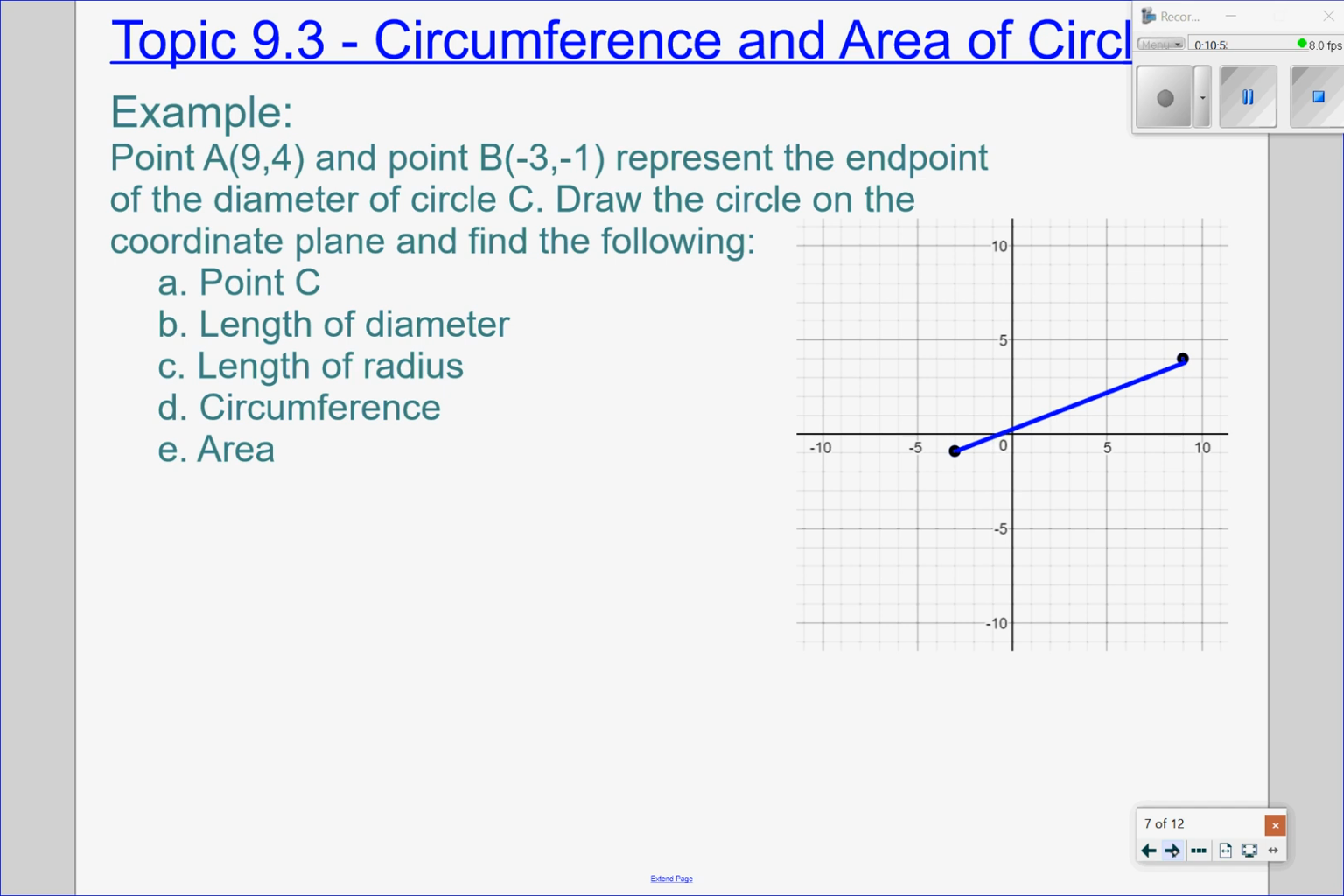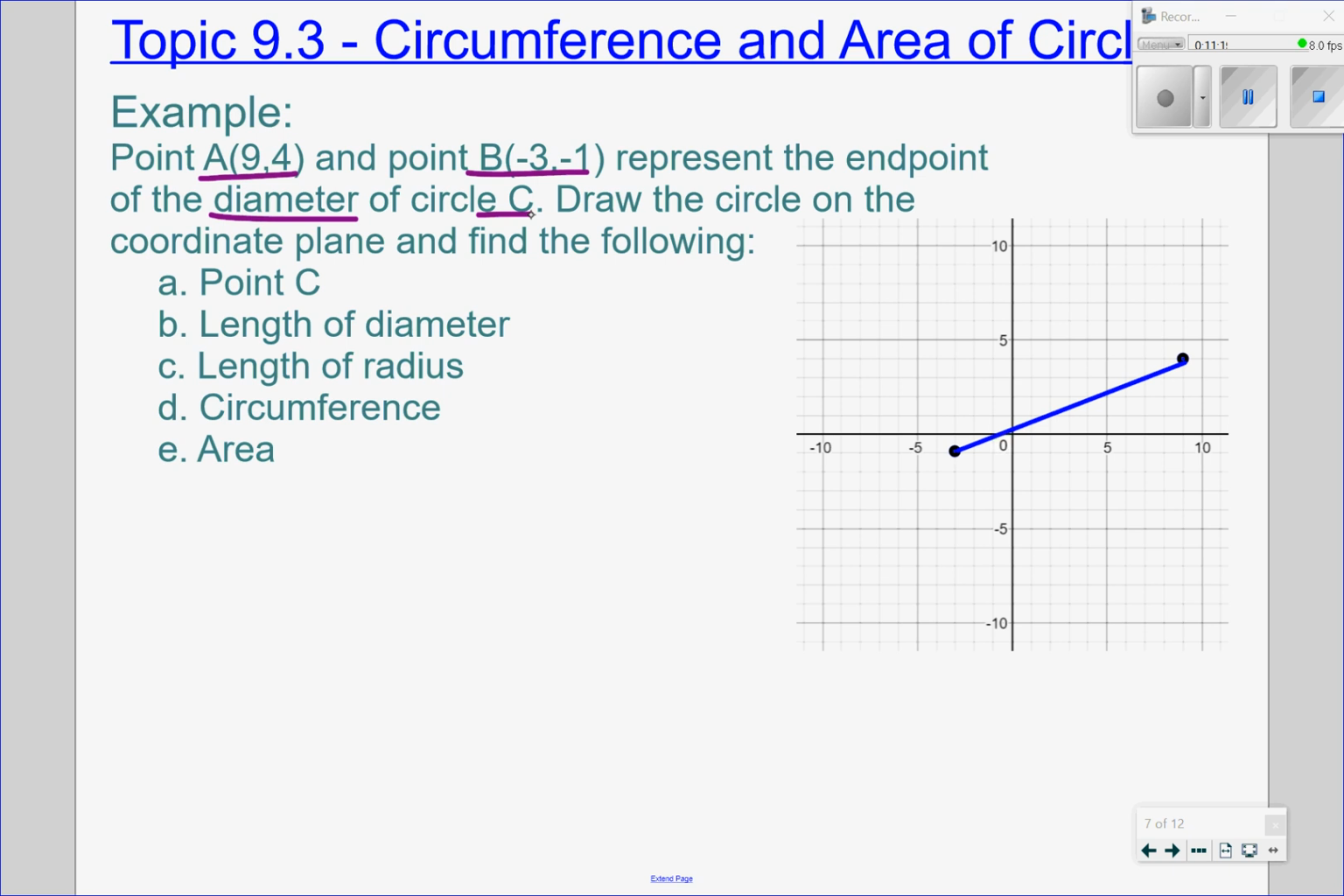Last type of example with this, then we're going to talk about the equation of a circle. So this time we have point A, which is at (9, 4), and point B at (-3, -1). This is actually representing our diameter. So this time a little bit larger, and we're going to actually call this circle C. Circle C means that C is the center point. So we're going to go ahead and draw the circle in the coordinate plane.